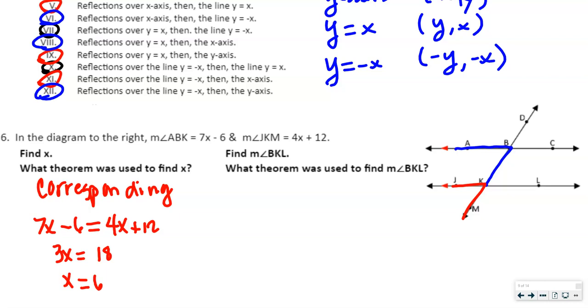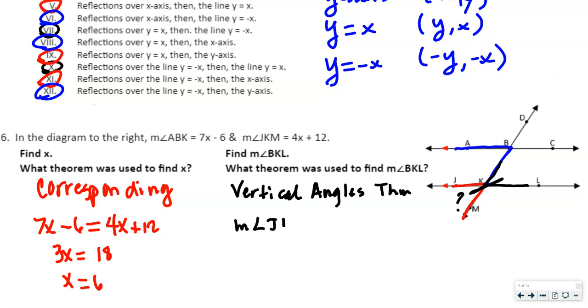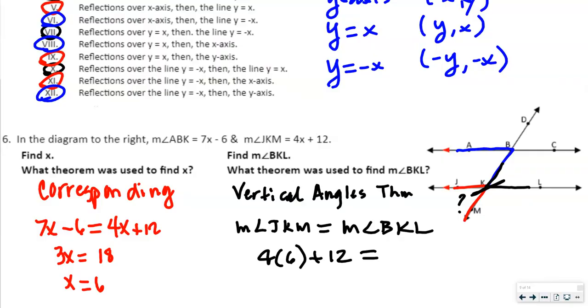Then it says find BKL. So what is the relationship between these two angles right here, y'all? Aren't they vertical angles? So we're going to say the vertical angles theorem, right? That's the theorem we're going to use. Okay, and then what do we do here? Don't we have to solve for this one right here? We do. So what is that? That is JKM. So we're going to find the measure of JKM because it is equal to the measure of angle BKL, right? So let's just do that. 4 times 6, 24, plus 12. This is equal to 36 degrees. Okay?